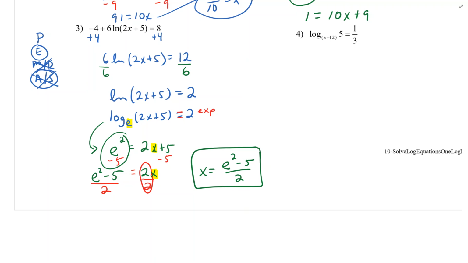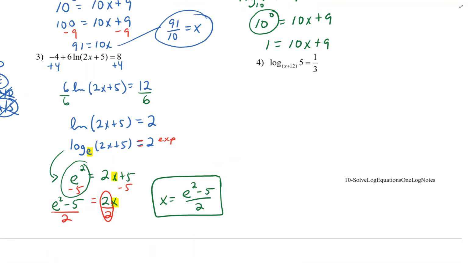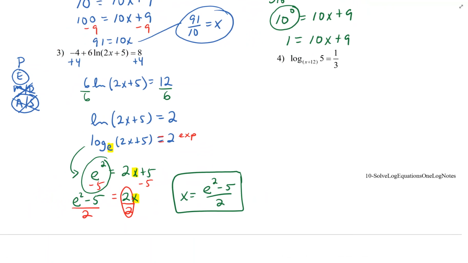All right, and for our last example, we've got number 4 here. We have log, where the base is x plus 12, of 5 equals 1/3. So again, to undo this log, we're going to rewrite it using powers. We've got this base down here as an algebraic expression, and that's going to be the base of our power. So x plus 12. And on the other side, that 1/3 is going to be our exponent. So to the 1/3 power, equals 5.